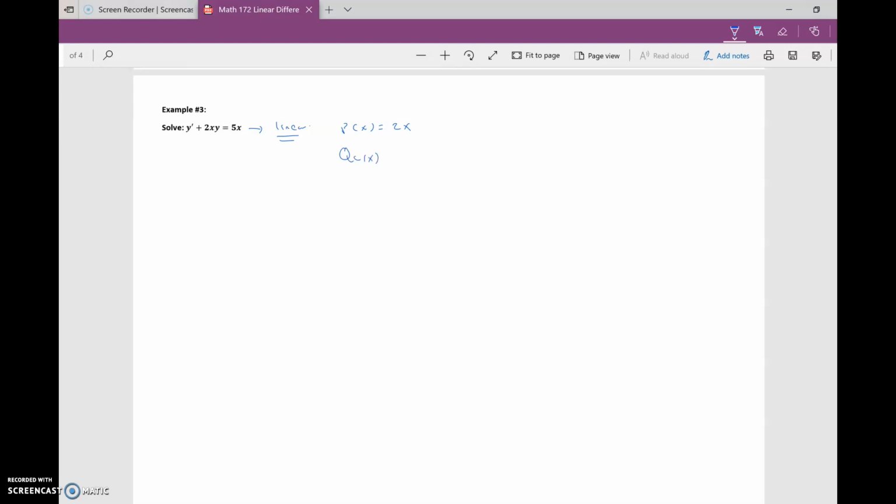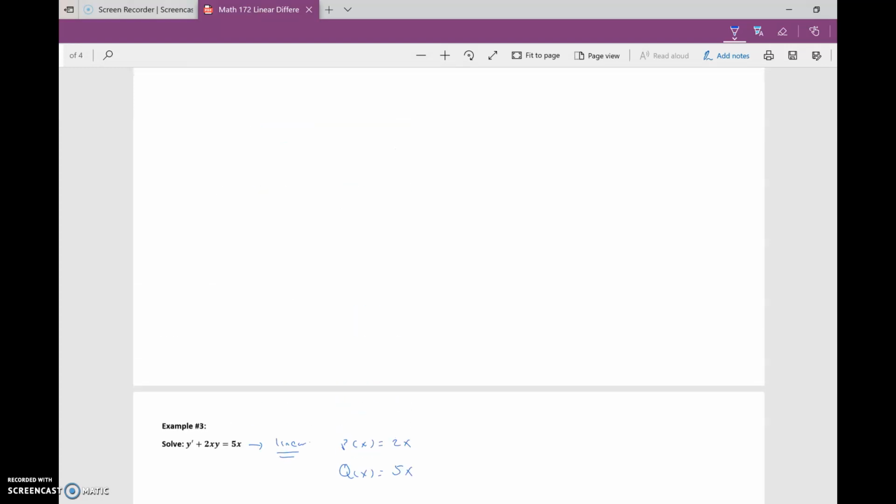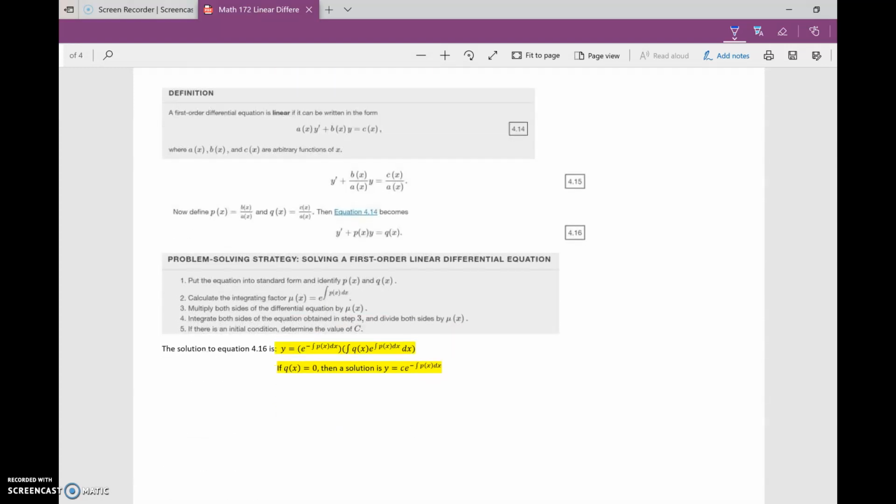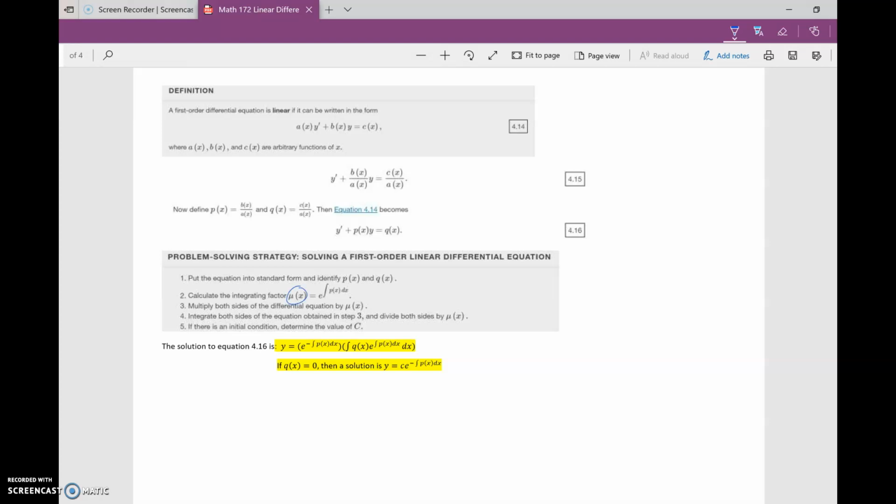Q of x, in this case, happens to be 5x. And that's pretty much all we need. So what I'm going to do first is basically get the integrating factor. So the integrating factor, the notation that we're using, is mu of x.